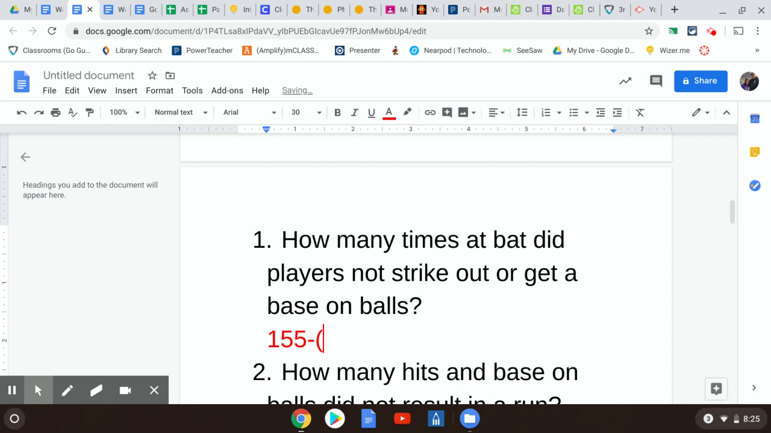But first off, we have to add together the times that they did not strike out or get a base on balls. So strikeouts is 36, and you're going to add that to the base on balls, which is 25. And that will equal your total.